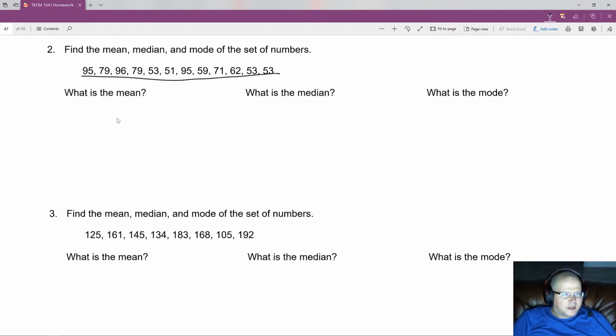So we add all these numbers together, and that would give us 846. We divide by the number of numbers, 1, 2, 3, 4, 5, 6, 7, 8, 9, 10, 11, 12. We divide by 12. And what we get is 70.5.